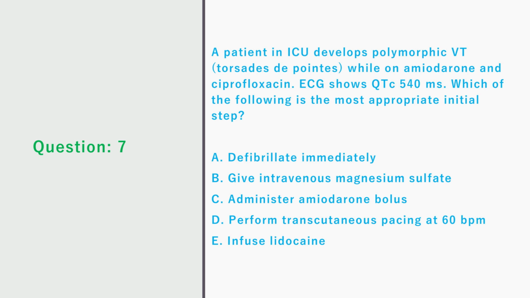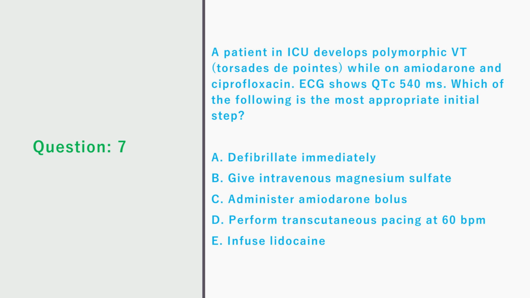Question 7. A patient in ICU develops polymorphic VT, torsades de pointes, while on amiodarone and ciprofloxacin. ECG shows QTc 540 milliseconds. Which of the following is the most appropriate initial step?